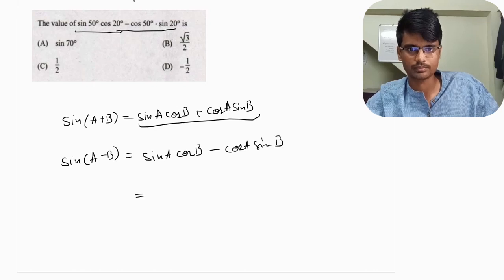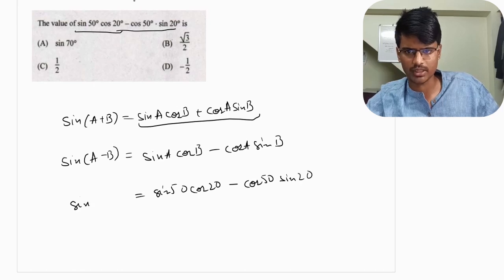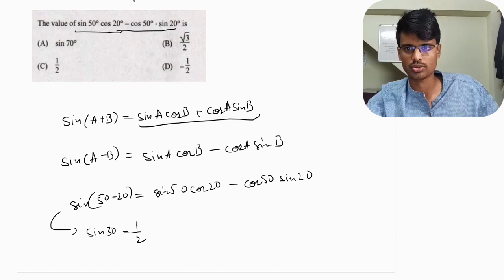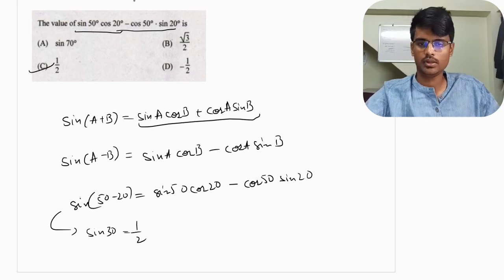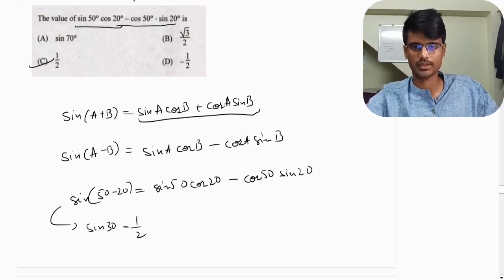So I'll just substitute here: sine 50 cos 20 minus cos 50 sine 20, which is nothing but sine of A minus B, which is 50 minus 20. This is nothing but sine 30. Sine 30 we already know, which is nothing but 1 by 2. So the correct answer is option C. Easy question, direct question, I would say.